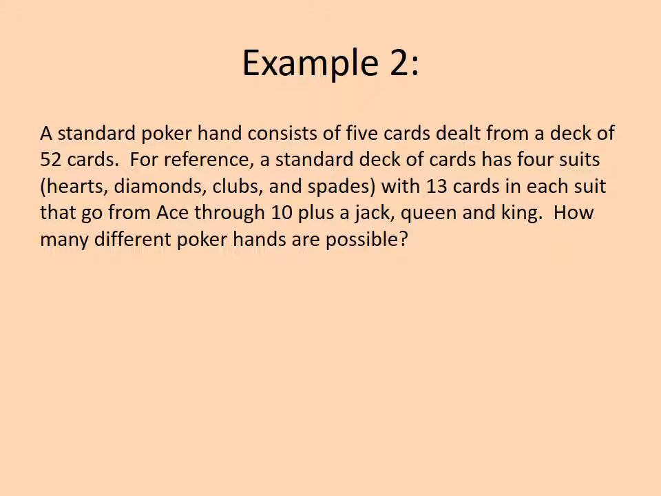Well, since we have 52 cards and we are dealing out 5 of them, and since we're dealing out cards, order doesn't matter. The order in which you deal out the cards is not important. To figure out all the possible poker hands, we just have to do 52C5. When you do that on your calculator, 52C5 is 2,598,960.